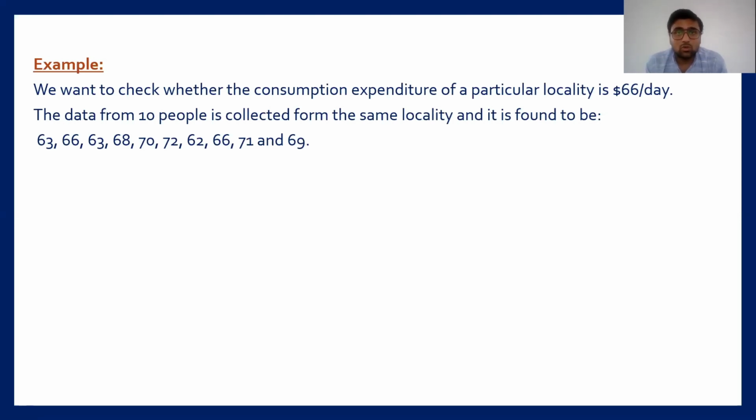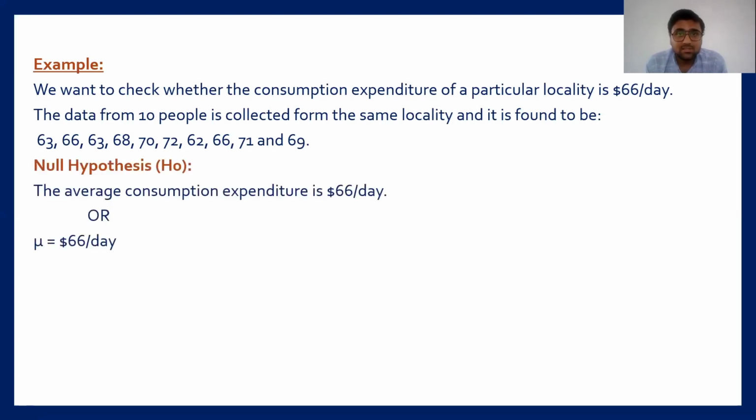So here we want to compare the observed mean with the population mean. The observed mean can be calculated from the given data that we have collected, and population mean is given, that is 66. Now what is null hypothesis in this example?